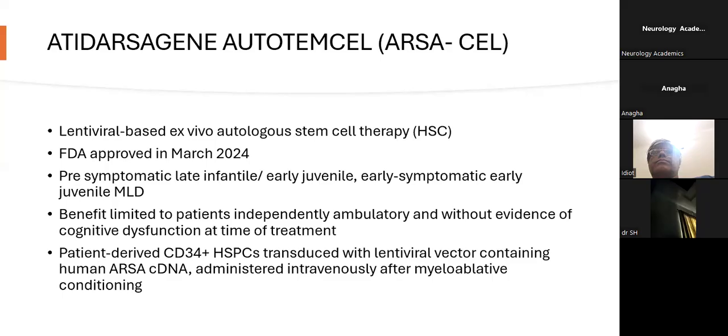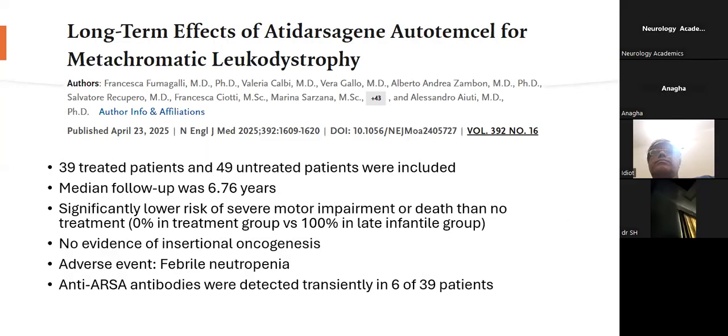The method of administration is the same as that we have seen with adrenoleukodystrophy. This therapy was FDA approved in March 2024, and it is approved for pre-symptomatic late infantile or early juvenile, or early symptomatic early juvenile MLD. And the benefit was limited to patients who were independent for ambulation and without any evidence of cognitive dysfunction at the time of treatment.